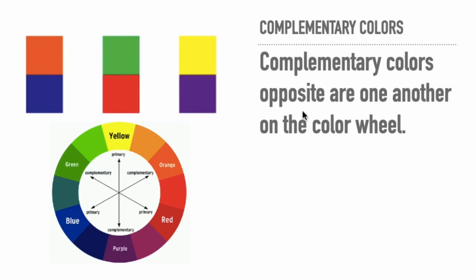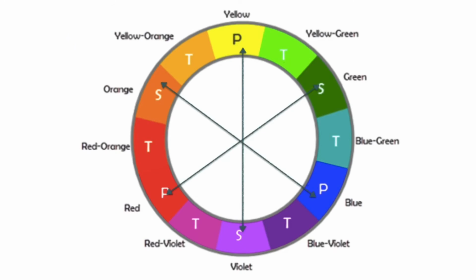Complementary colors are opposite of each other on the color wheel. Of course, these are our classic complementary colors, yellow and purple. Here we have green and red and blue and orange. And of course, they're just directly across from each other on the color wheel.